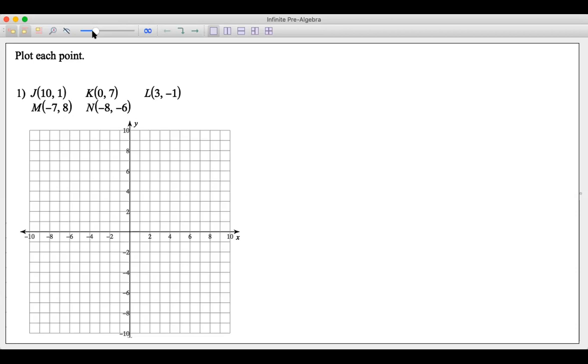Hey, in the back, get to work. I don't see a pencil moving. I don't care, you're turned around talking to me. Jenna doesn't have a pencil in her hand. Get to work.